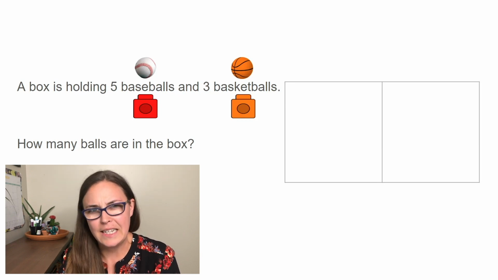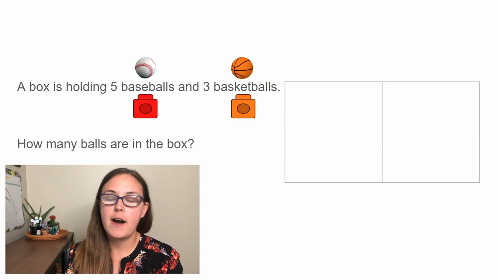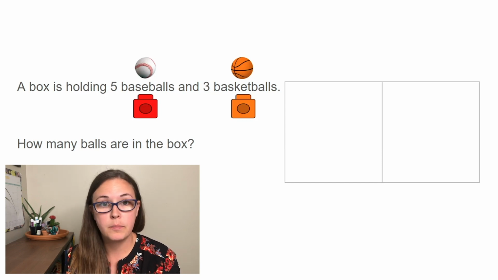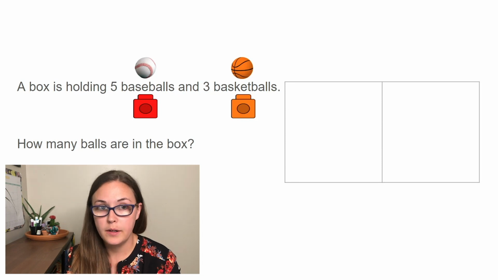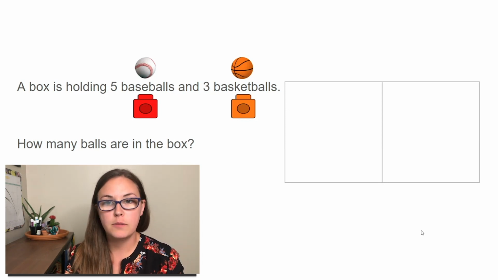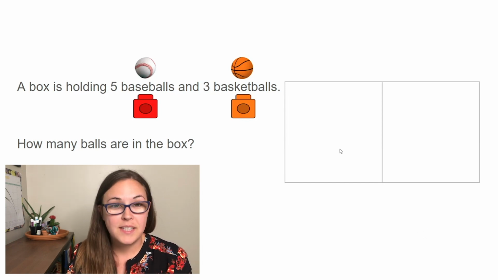Can you tell me the next step? That's right. We have to model 5 baseballs and 3 basketballs in our part whole map. So on the left half of your part whole map, I'd like you to place 5 objects that represent the baseballs. Let's count them together. Are you ready?